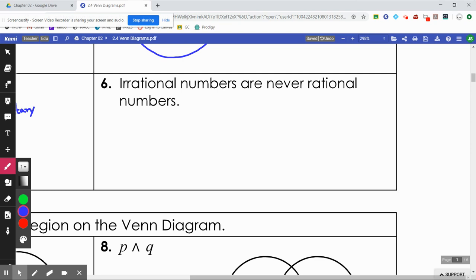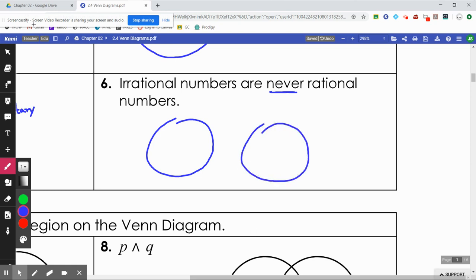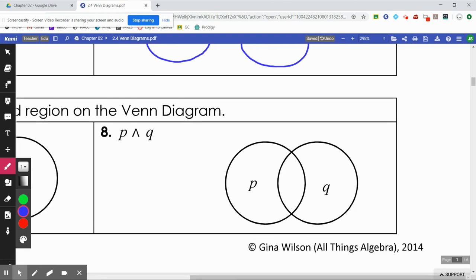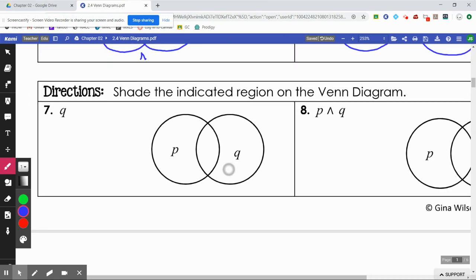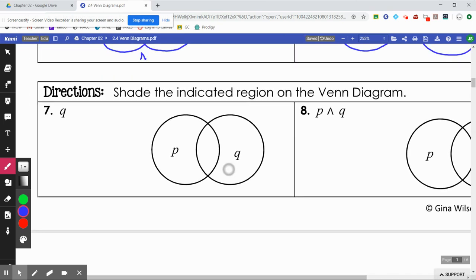Irrational numbers are never rational. If there's never an overlap, then that's going to be two completely separate sets. This would be your irrational numbers. Irrational numbers are located over here. Your rational numbers are located over here. And notice that there is no connection between the two. There's no overlap.